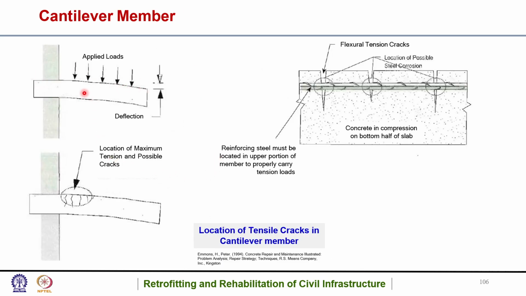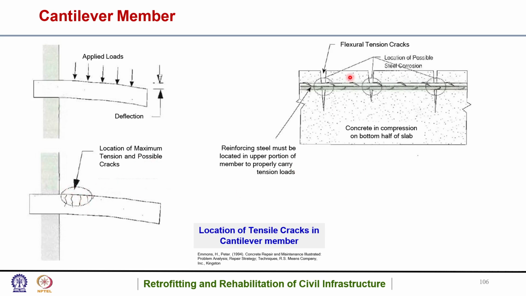Okay, because it is bending downwards. So the concave downward, it is called downward concave. If we see here, the upper portion is in tension and the lower portion is in compression, and this is deflection because of the applied load. So the location of maximum tension and possible cracks is this region.